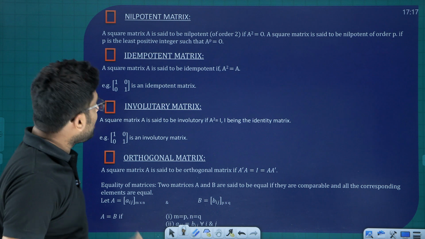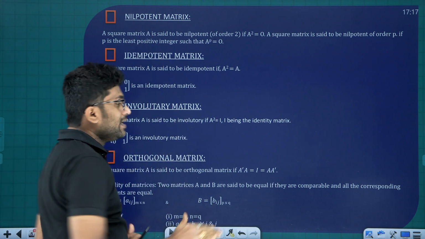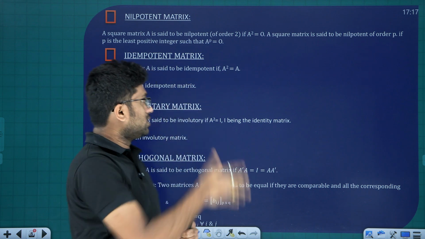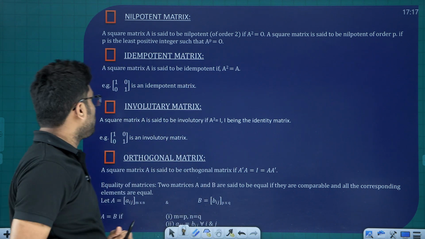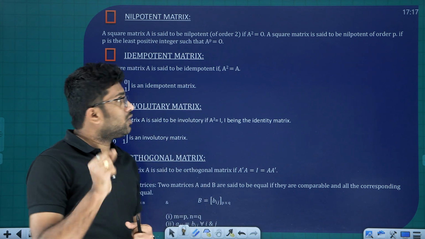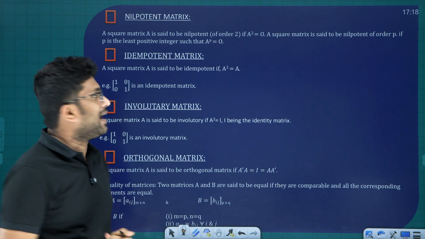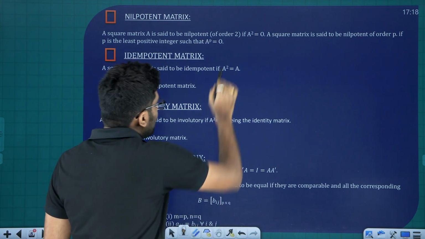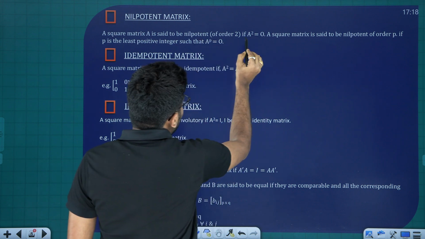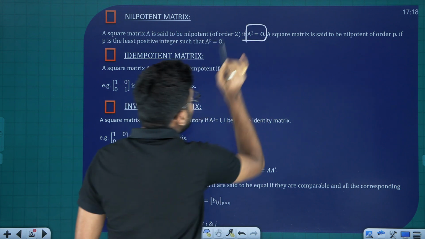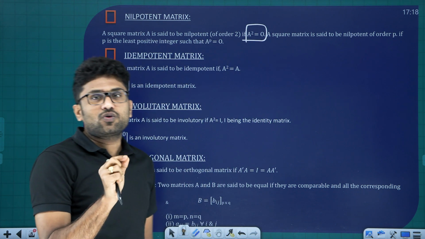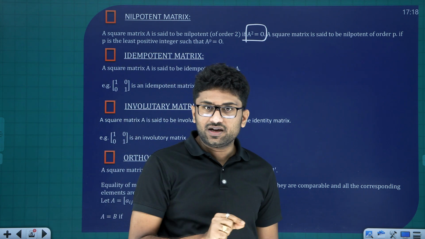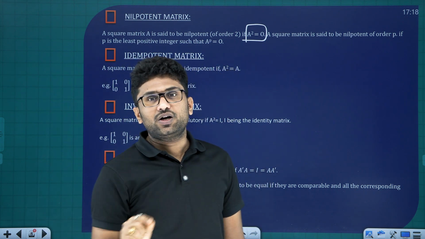Next, nilpotent matrix. Friends, these are very important for JEE, we have very good questions based on this. Nilpotent, idempotent, involutory and orthogonal matrices. Coming to the nilpotent matrix first: a square matrix of any order is said to be nilpotent if A square is equal to O. If A square is equal to O, then A is said to be nilpotent of order 2. Clear?